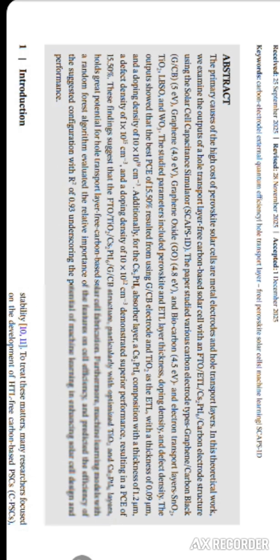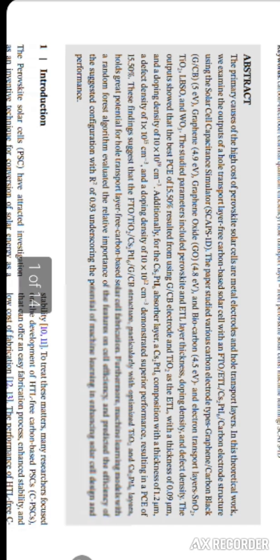They optimize the ETL for its layer thickness, doping density, and defect density, and they optimize the perovskite for its thickness and doping density. Overall, they achieve a power conversion efficiency of 15.5, which is a very good power conversion efficiency for such hole transport layer-free carbon-based perovskite solar cells.